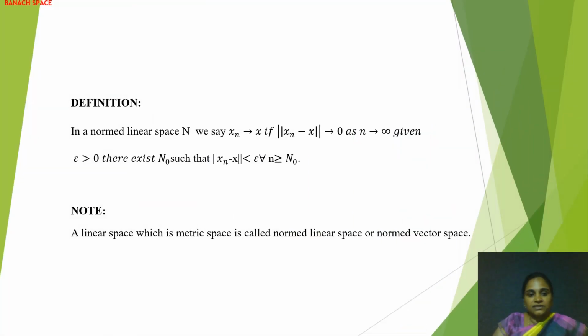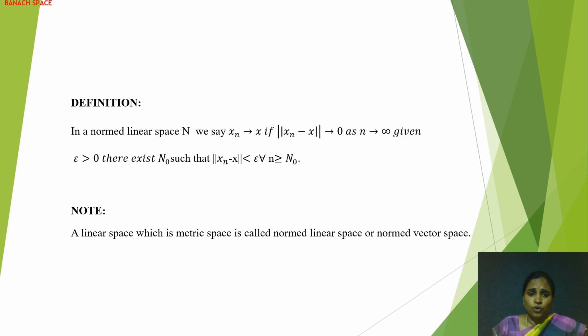And the next definition: in a normed linear space N, we say x n tends to x if norm x n minus x tends to 0 as n tends to infinity. Given epsilon greater than 0, there exists capital N naught such that norm x n minus x is less than epsilon for every small n greater than or equal to capital N naught. So this result is true for all normed linear spaces N.